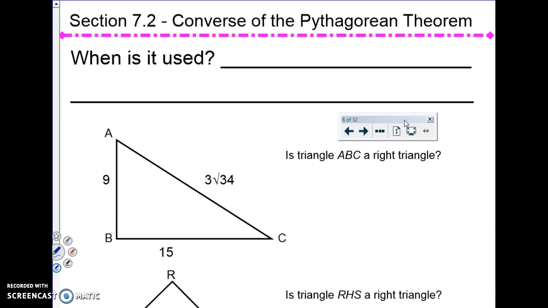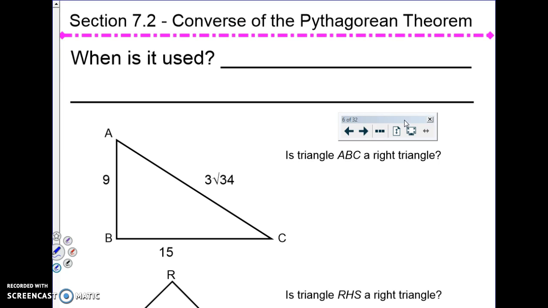So remember, the converse is when you switch the hypotenuse, not hypotenuse, haha, it's a right triangle joke. When you switch the hypothesis and the conclusion. So if the Pythagorean theorem says that when you have a right triangle, a squared plus b squared equals c squared, then we can flip that and say that when a squared plus b squared equals c squared, then you have a right triangle.